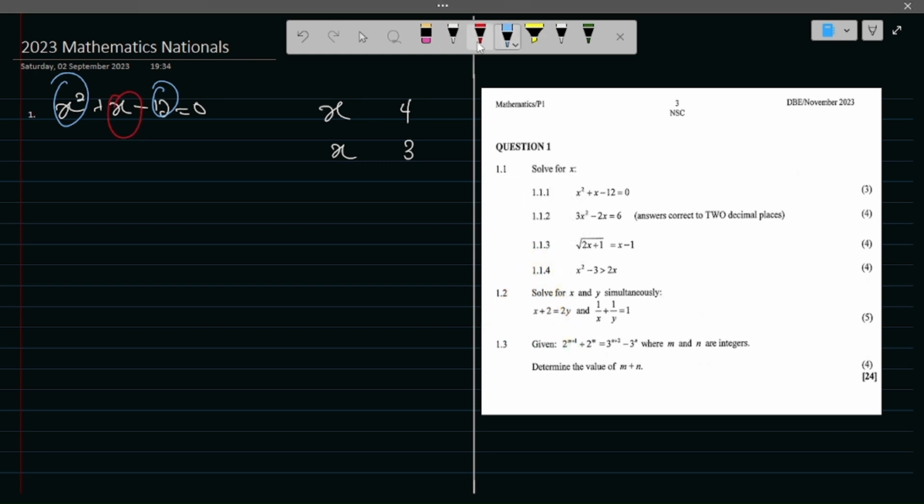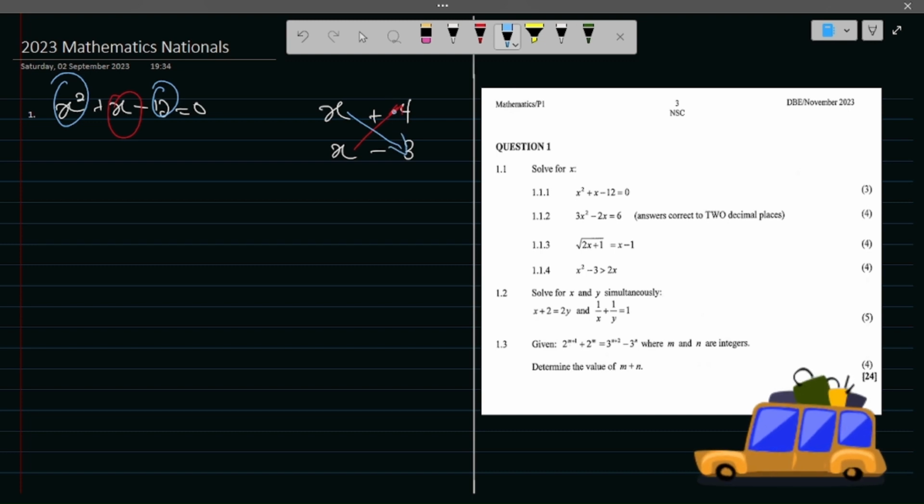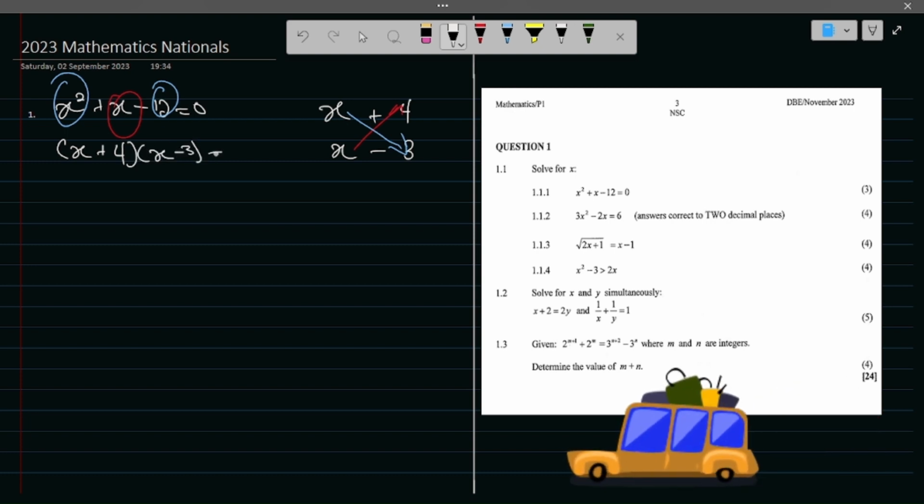In this case, this would be x plus 4 and x minus 3. Because if you multiply x by 4, you get 4x, and if you multiply x by 3, you get minus 3x. Then 4x minus 3x is equal to x. So it's going to be x plus 4 and x minus 3 is equal to 0.